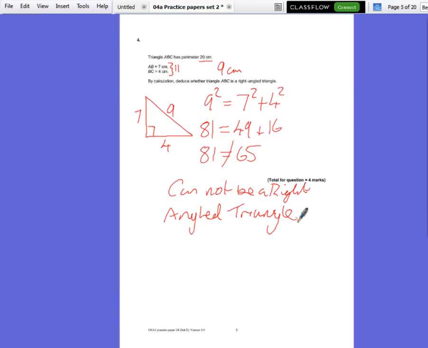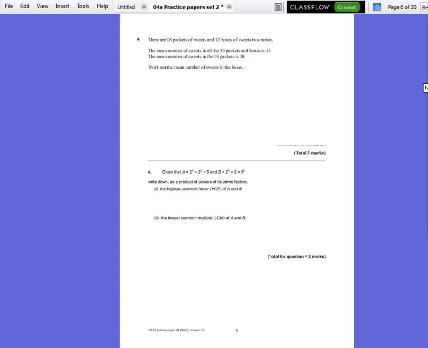Question 5. There are 18 packets of sweets and 12 boxes of sweets in a carton. The mean number of sweets in all the 30 packets and boxes is 14, and the mean number of sweets in the 18 packets is 10. Work out the mean number of sweets in the boxes. Well, altogether, there are 30 packets and boxes, each with a mean of 14. So if we do 30 times 14, that would mean there are 420 sweets altogether.